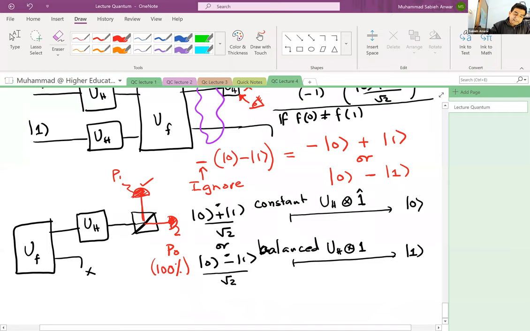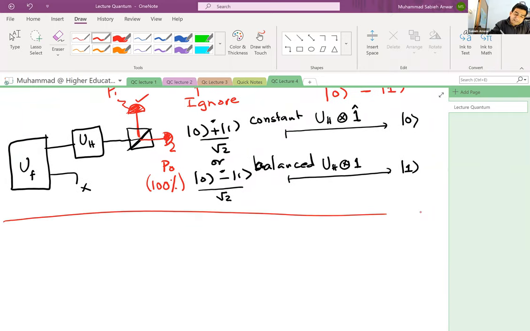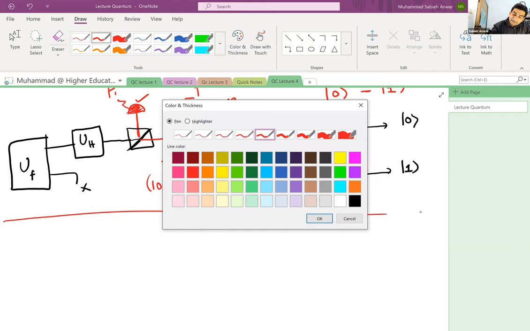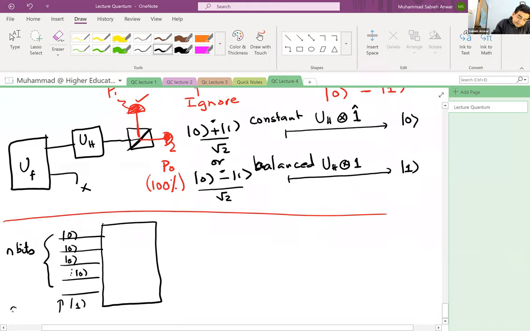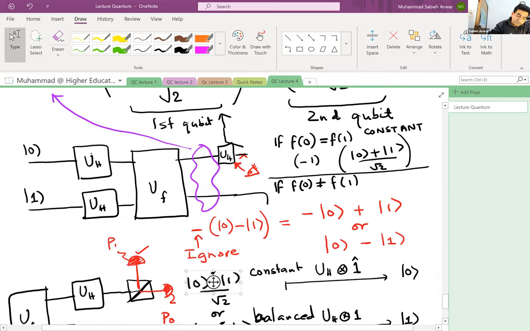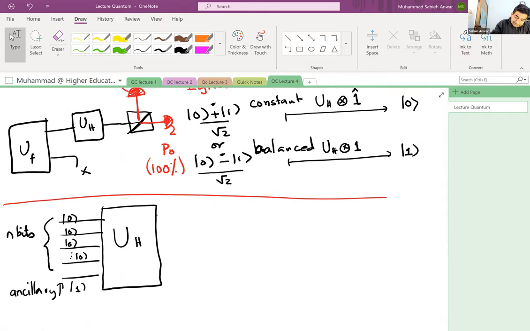So I can extend this entire concept to as many qubits as I like. And the general form of implementing the Deutsch algorithm for the multi-qubit state remains the same. So if I were to do the function evaluation on n bits, I would take n qubits, initialize all of them to ket zero, take an ancillary qubit, initialize it to the state ket one, and do a Hadamard gate on all of them, as I've done in the two qubit case. So here I have a Hadamard gate on both qubits.